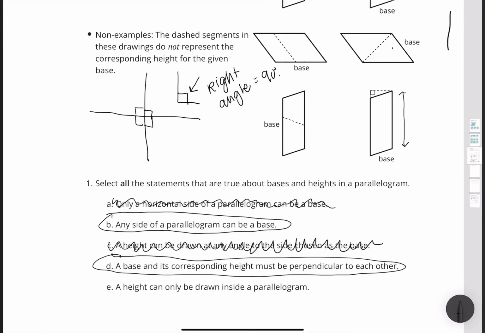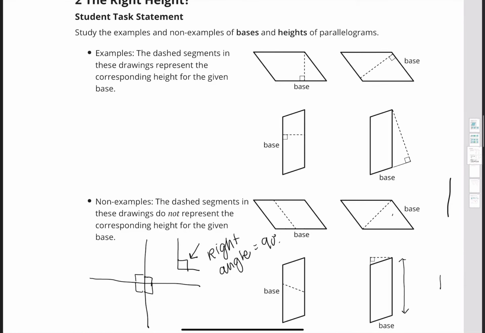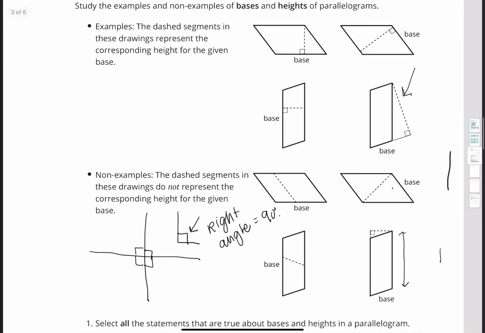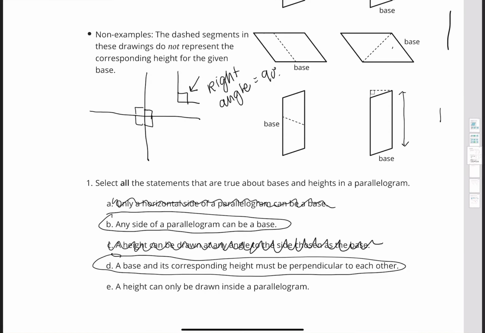Now let's look at E. A height can only be drawn inside of a parallelogram. So let's go back to studying our example and our non-example. When we look at our example, there is one where the height is not even inside the parallelogram, so E can't be true either. And like I said, I'm just using my diagrams above to help me answer these questions.